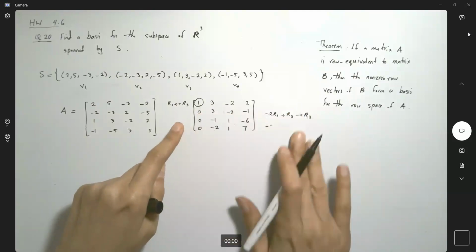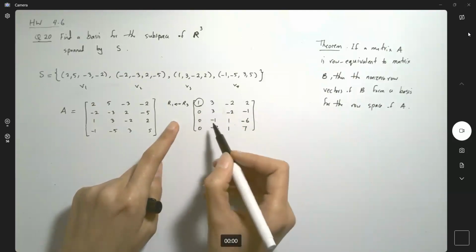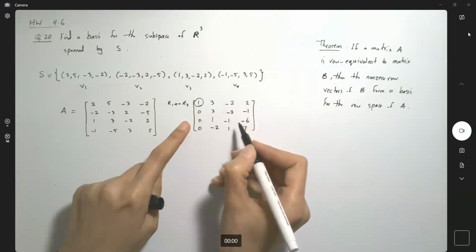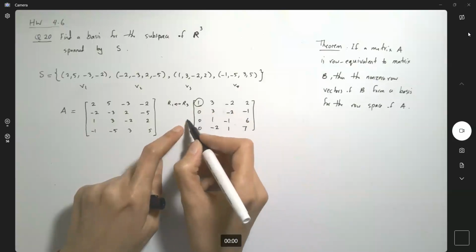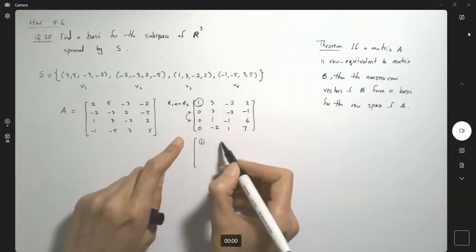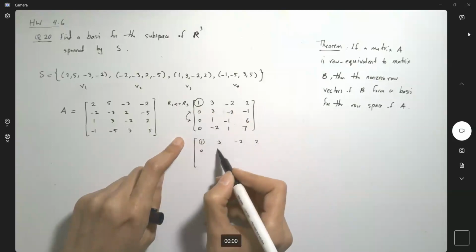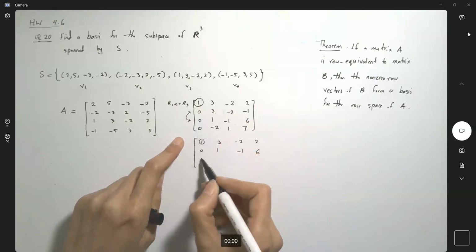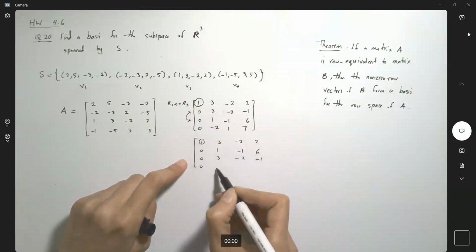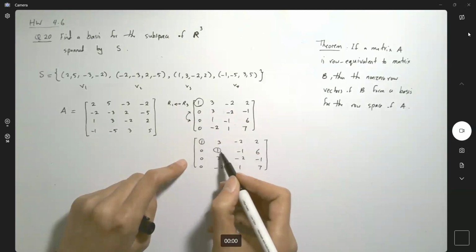What you can do here, you can switch these two rows. You can multiply this by negative. So this is a 1, this is a -1, this is a +6, and then switch these two around. So your matrix is 1, 3, -2, 2, and you have 0, 1, -1, and 6, and you have 0, 3, -2, -1, and then 0, -2, 1, and 7. Very good. Now you have a 1.